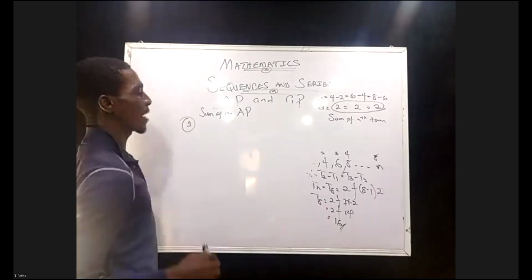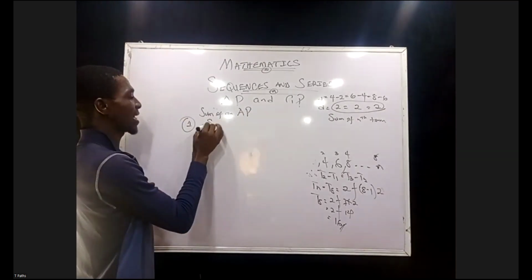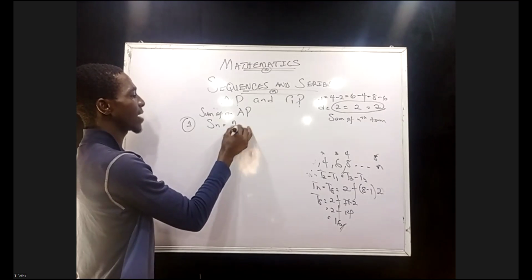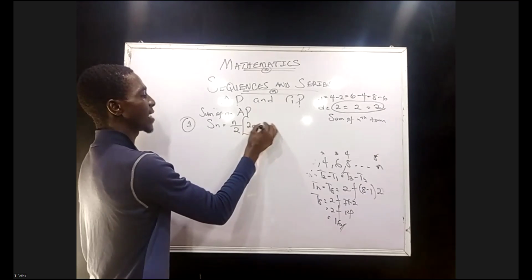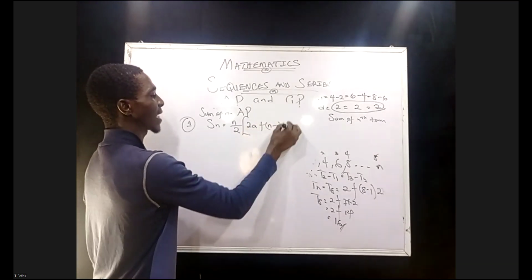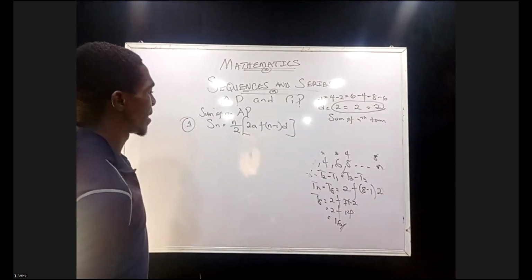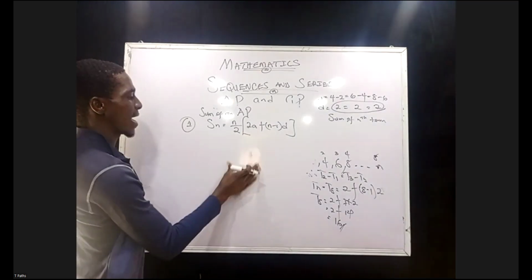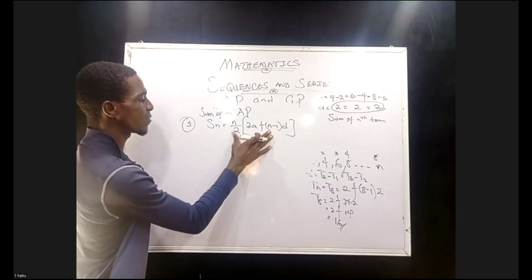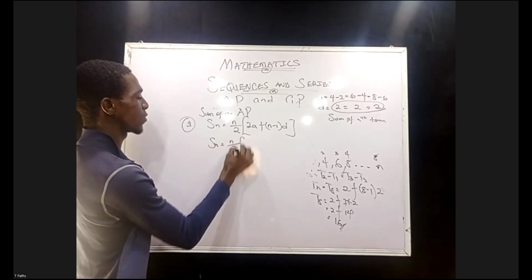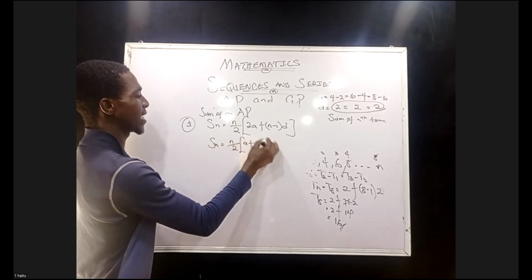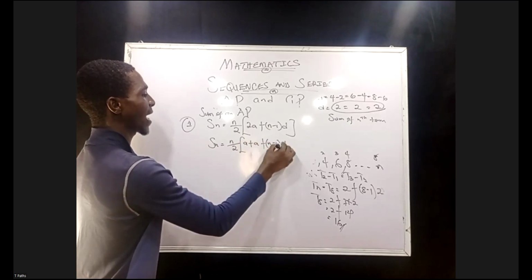Formula 1 is given as S of n equals n over 2, open a big bracket, 2a plus n minus 1 times d, and we close the bracket. Now, the second formula is gotten from the first one, owing to the fact that the sum of n terms is n over 2 in the bracket of a plus a plus n minus 1 times d.